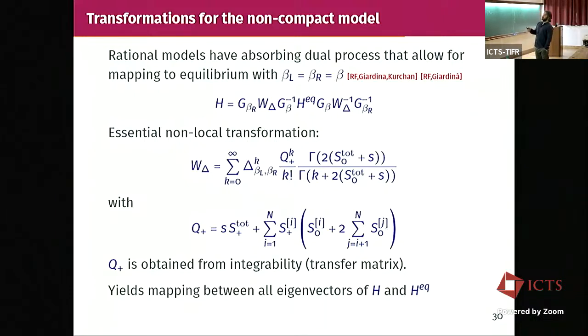Okay, so what are these W deltas? A way to determine this is using this transfer matrix that we constructed. And you end up with this expression here, the sum from 0 to infinity involving this Q plus K. And this Q plus comes out of a charge of the transfer matrix. So exactly this one I get when expanding the transfer matrix. Okay. Good. So this leads to a mapping between all the eigenvectors of H and H equilibrium. And for the spin chain people, maybe it's a mapping between H and a spin chain with diagonal boundaries, which we know very well how to study using Bethe ansatz.